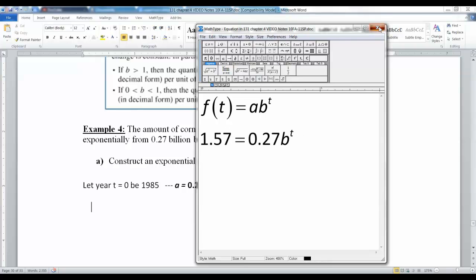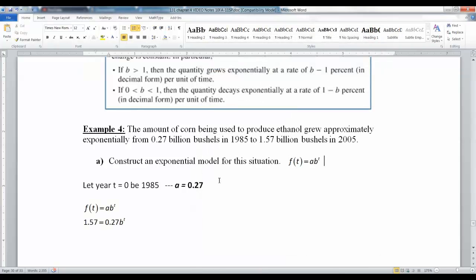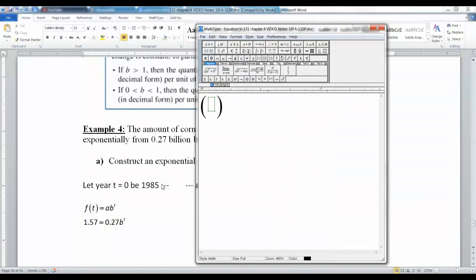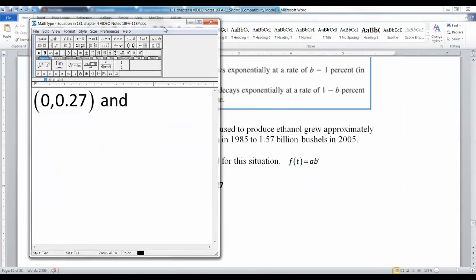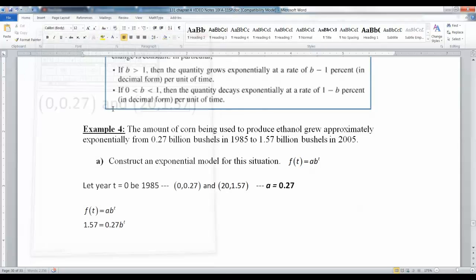You know what, let me make a note real quick. If I do this, there's another thing that happens here. That means that my points are (0, 0.27), and what's my other one? 2005, that's 20 years away, so (20, 1.57). Those are my points. By setting up that starter year, I've set up my points. That gives me my A, so it gives me a lot of info.